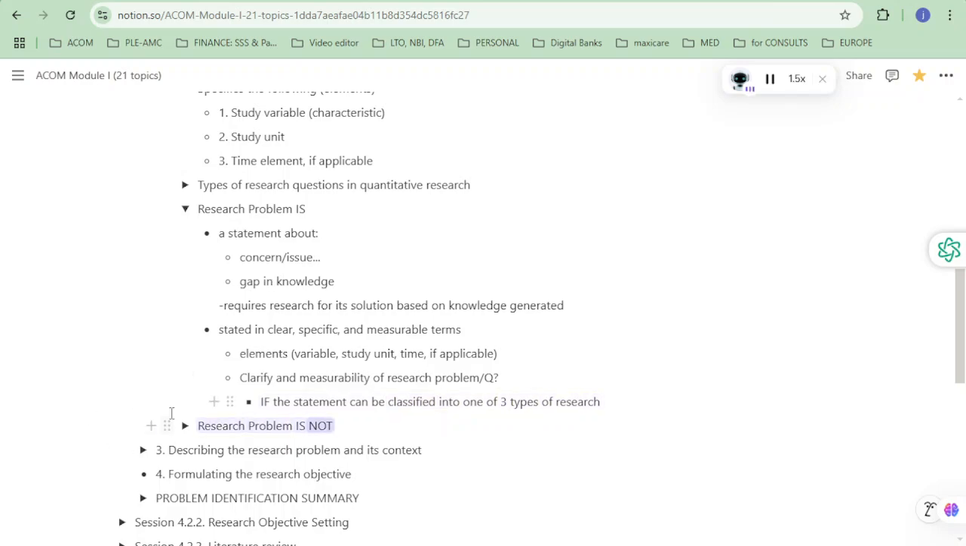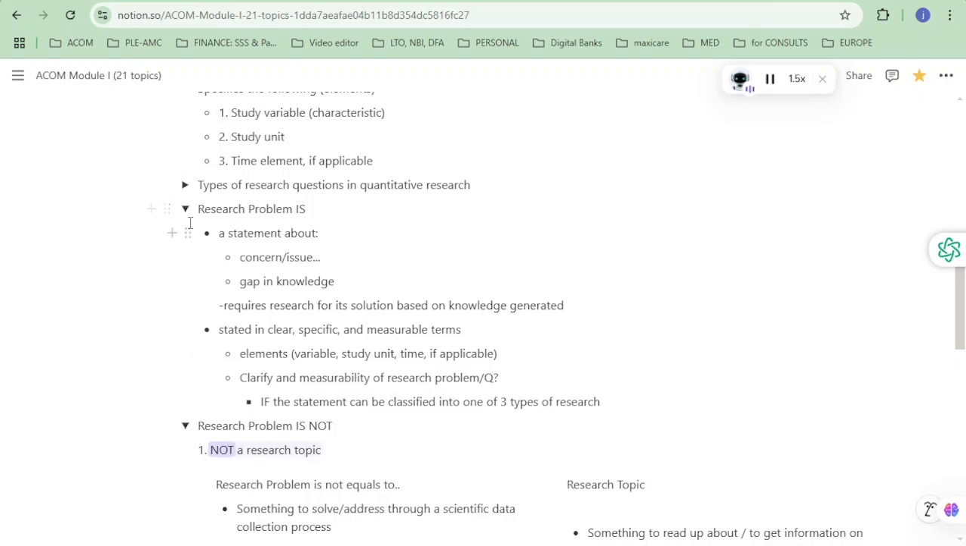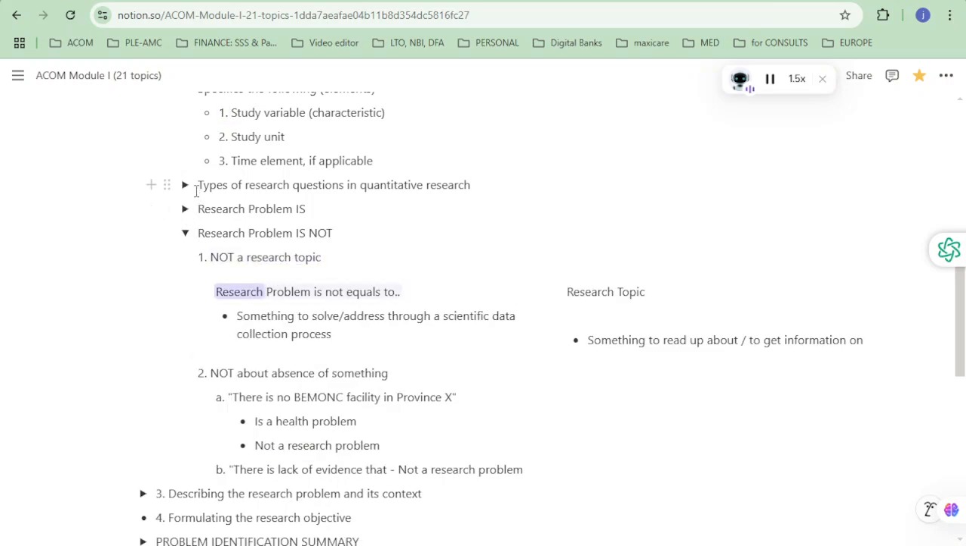A research problem is not, first, a research topic. A research problem is not something to solve or address through a scientific data collection process; a research topic is something to read up about or get information on. Second, it is not about the absence of something. A. There is no Bimonk facility in province X is a health problem, not a research problem. B. There is lack of evidence that, is not a research problem.